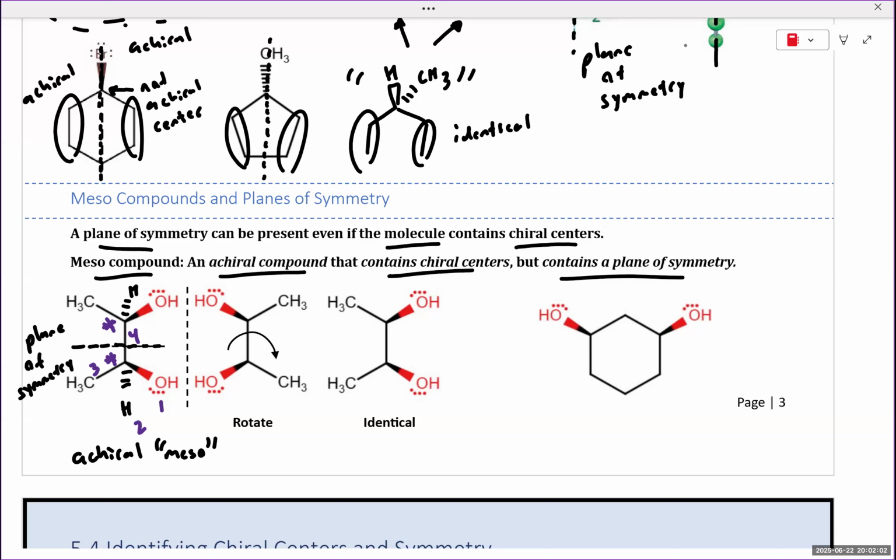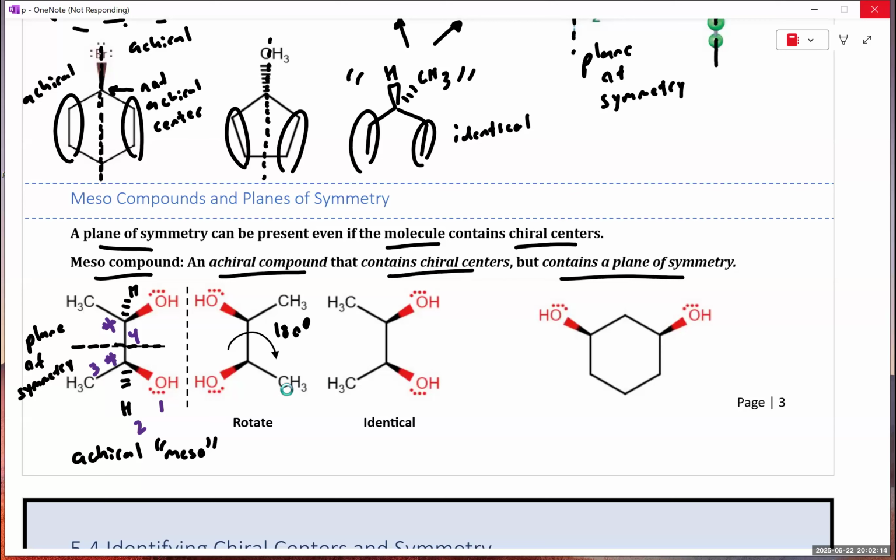We can prove this by taking a look at the mirror image. If you rotate the mirror image 180 degrees, you get the original molecule. So this molecule and its mirror image are identical, which tells us that this original molecule is achiral. It's not a chiral molecule.